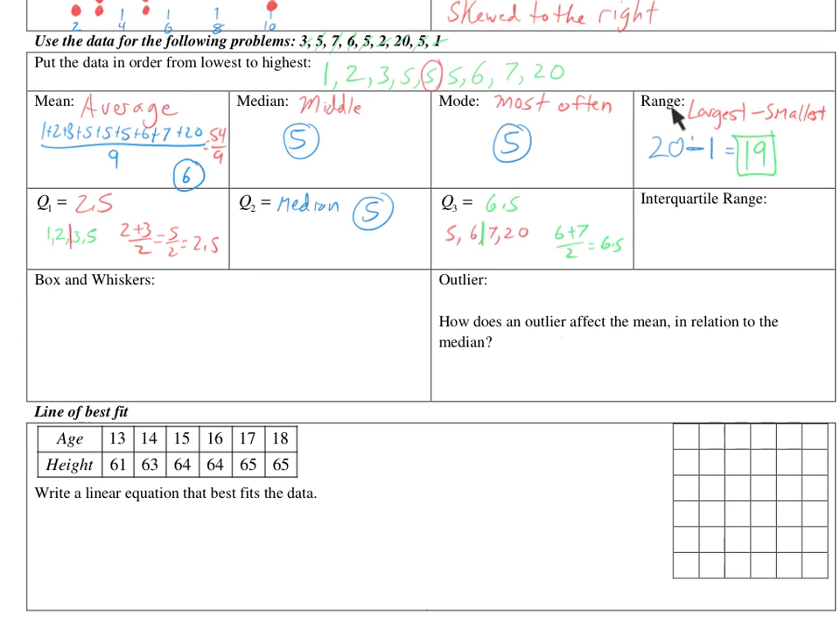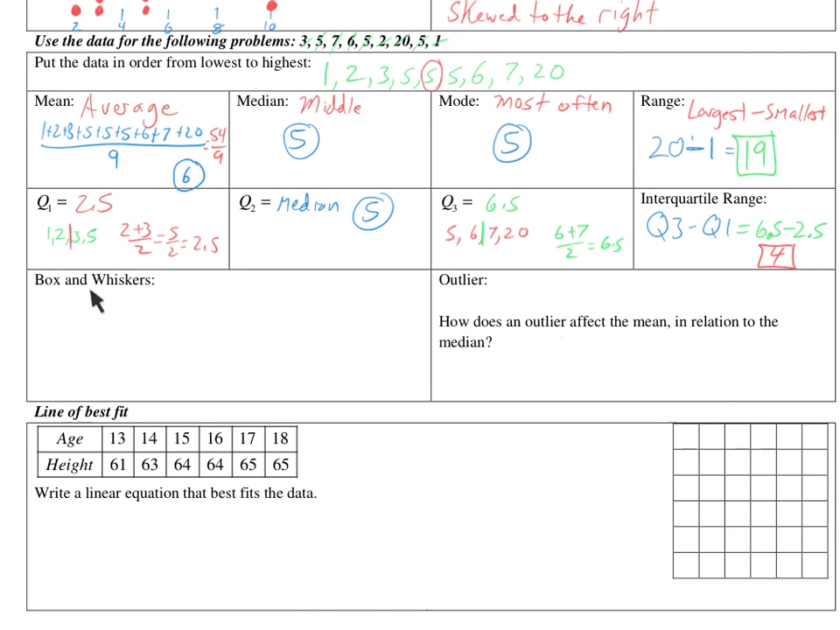Next, did you see we had range up here? That was the highest minus the lowest value. The interquartile range is the same thing, but you're using the quartiles. So all this is going to be is the highest quartile minus the lowest quartile. Can you take Q3 and subtract Q1? It's from the highest to the lowest quartiles. So the highest quartile is 6.5 minus the smallest quartile, which is 2.5. When you subtract, you get 4. So my interquartile range is from 6.5 to 2.5, which is a span of 4.